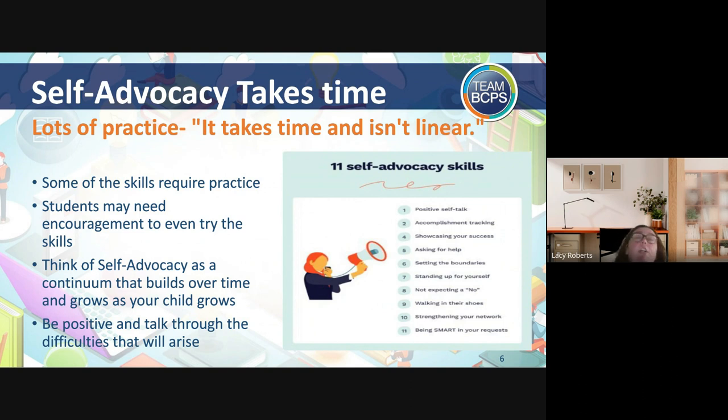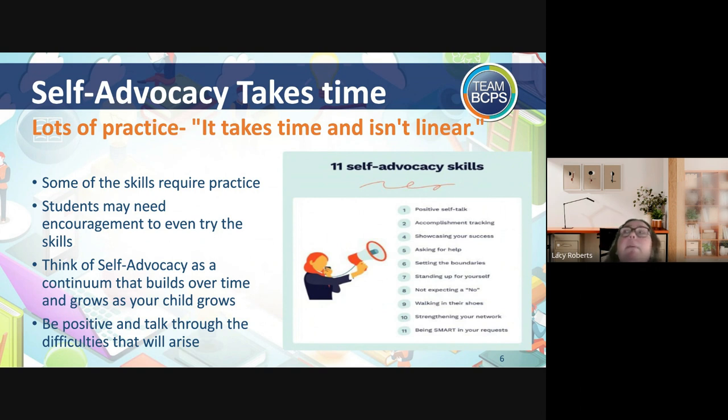What we want you to remember is that self-advocacy takes lots of time, lots of practice. They're going to need encouragement. It's going to feel a little weird. It's going to take time. It's not linear. We don't want you to think of self-advocacy as a one-stop shop. Oh, yes, we taught them self-advocacy in sixth grade and they're done. No, that's not how this works.